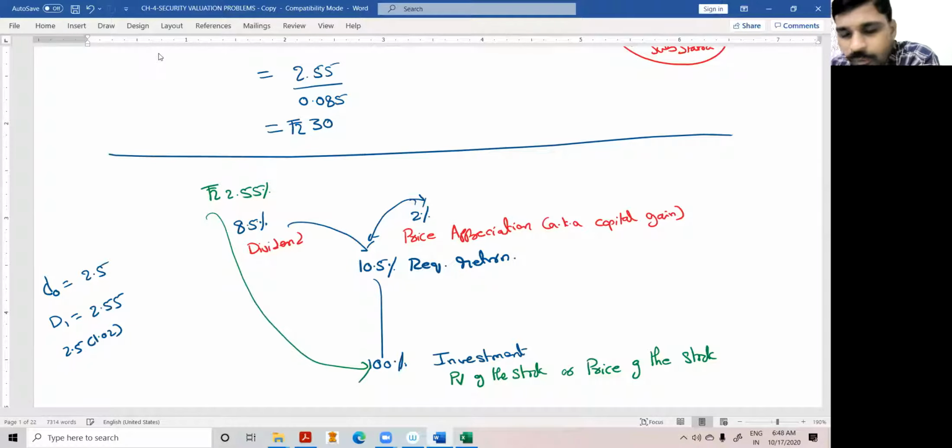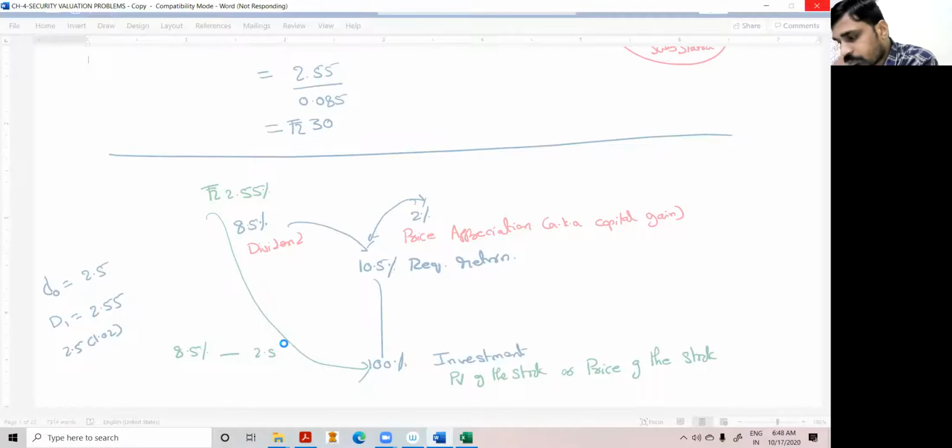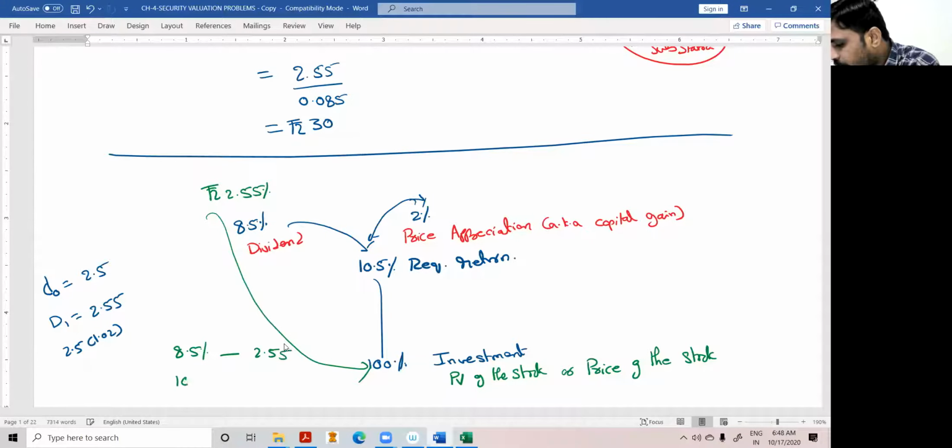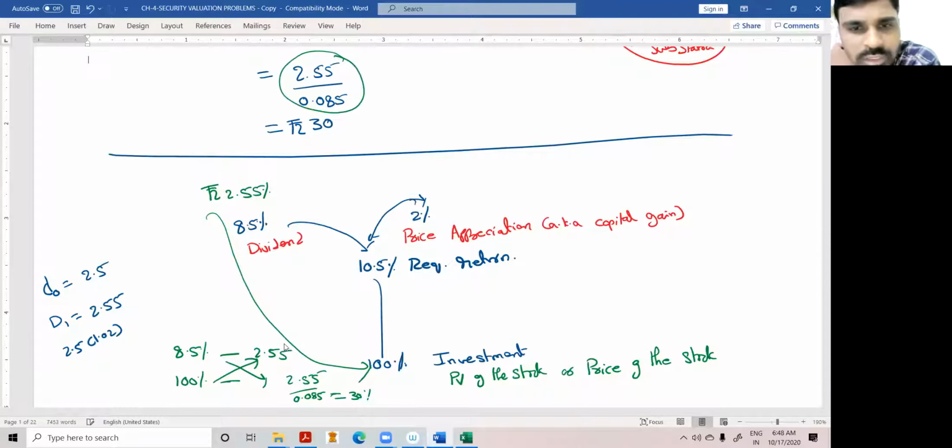Emma, can you calculate? If 8.5% is 2.55, 100% is how much? What will we do? We'll do cross multiplication. 2.55 divided by 0.085 is equal to 30. This is what we got. Did I get the answer without using the formula? Yes or no?